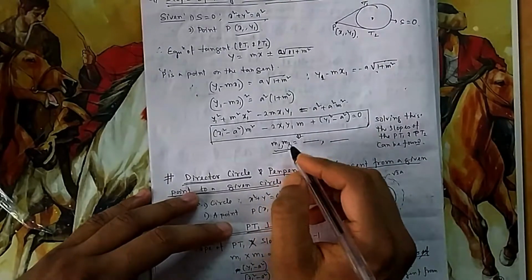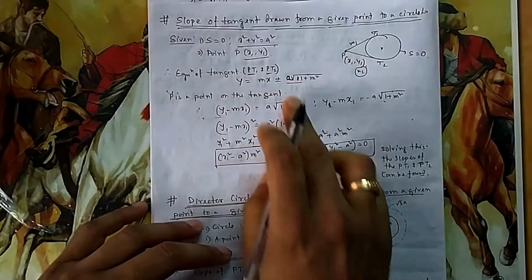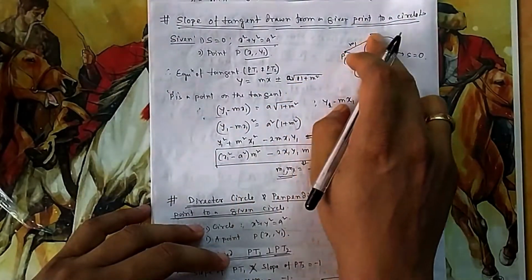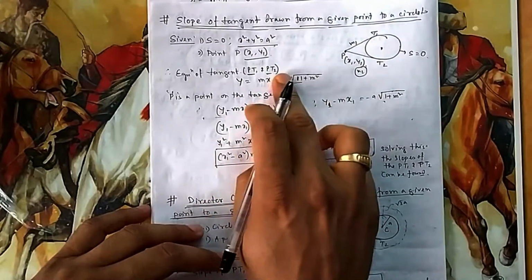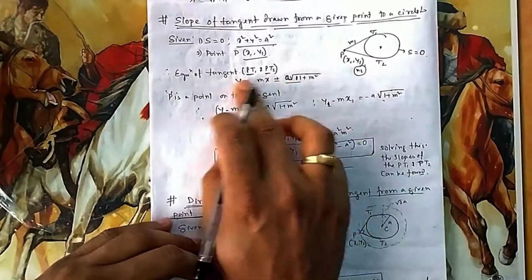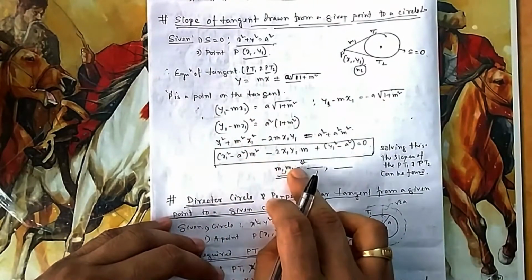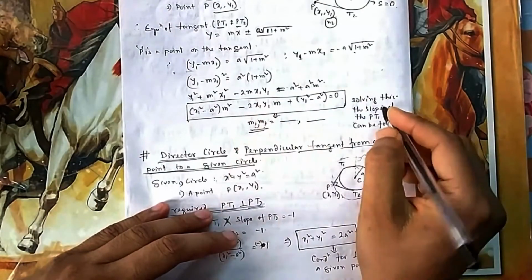So what does this m represent? This m represents the slope of these two lines, because which lines were these? The tangents. We have taken the line from the tangent itself, because it satisfied the condition for tangency, so that's why it will obviously be a tangent. This line is nothing but a tangent. So if you solve this and find m, that means you are finding the slope of the tangents.